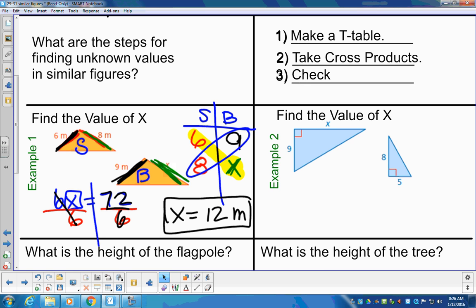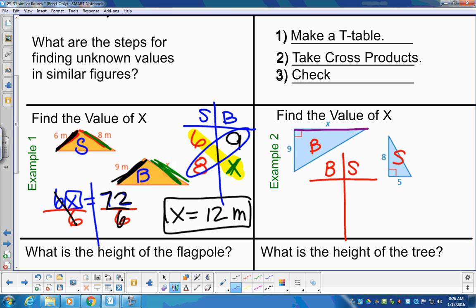The triangle on the left, I would go ahead and describe as the big triangle. The triangle on the right is the small triangle. In our T table, we have the big being compared to the small. Big compared to small. Now, because the triangle's tipped over, we have to eyeball what we call corresponding parts. Parts that are in the same position.